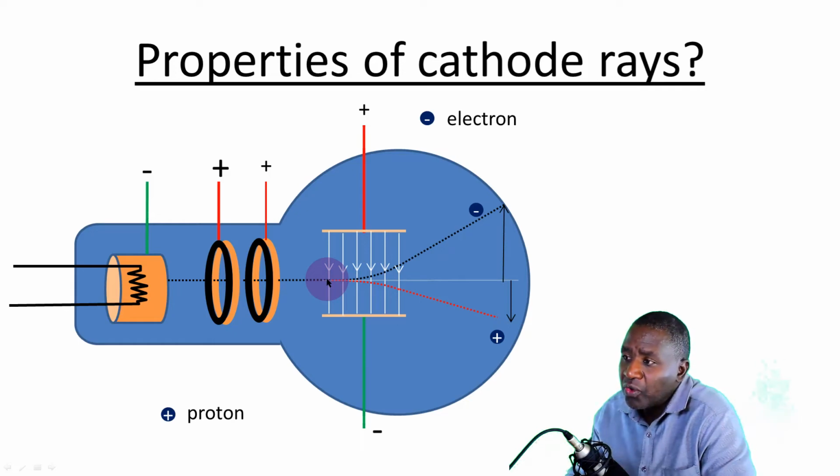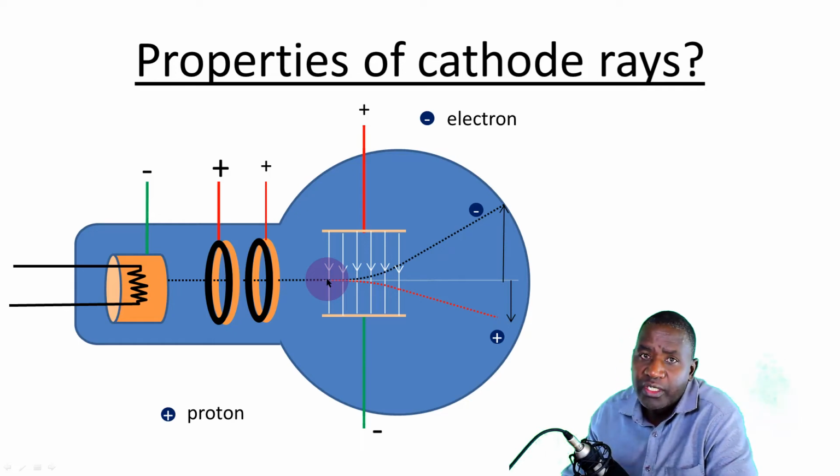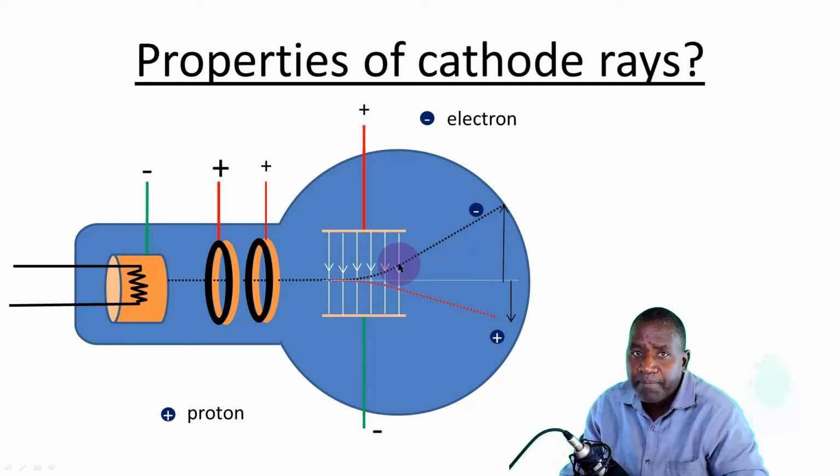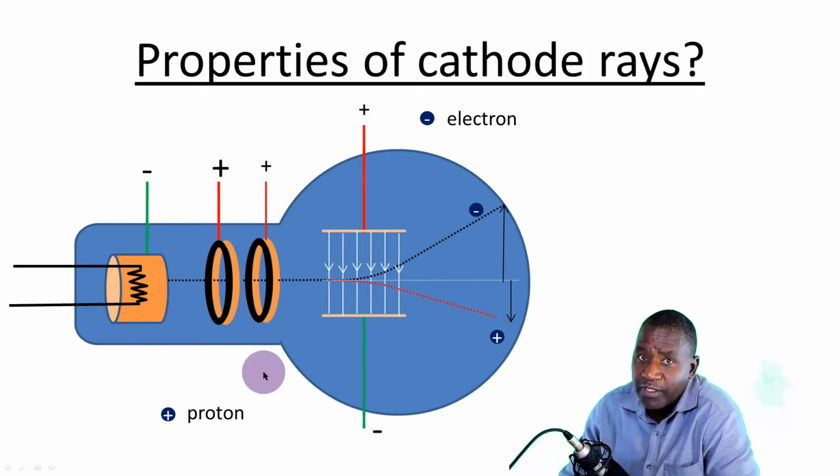When work is done on a charge, that charge is going to gain energy. In this case, it's going to increase in speed. It's going to gain kinetic energy, and therefore its speed is going to increase. This is not the case in a magnetic field. Let's go over to it and look at the distinction.